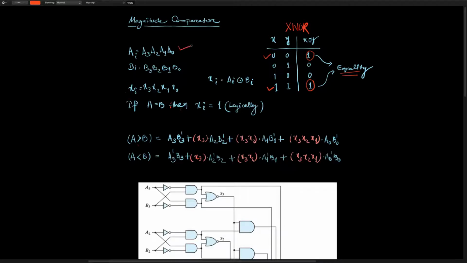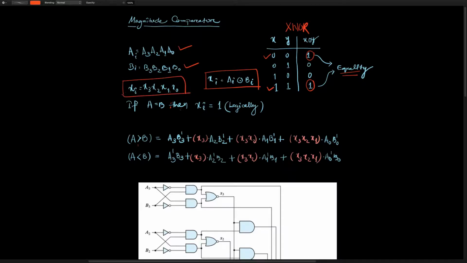Suppose we are given two 4-bit binary numbers. What we do is calculate the respective XNOR operations. X0 would be A0 XNOR B0, X1 would be A1 XNOR B1, and so on. That will give us the final binary number.